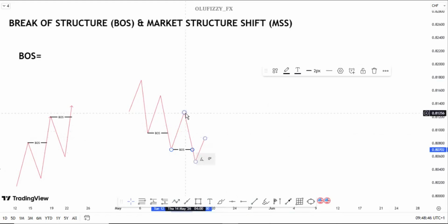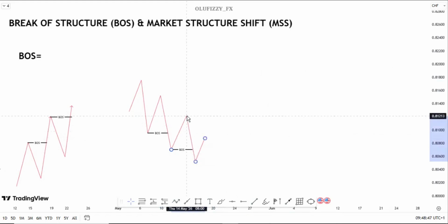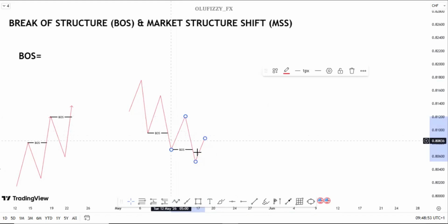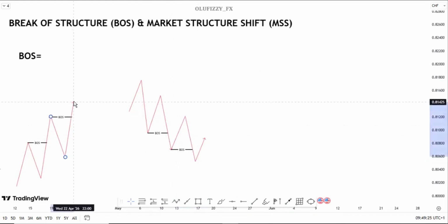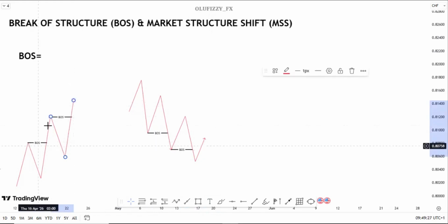Anytime you have a break of structure in a particular direction, that means the trend continues in that direction. So break of structure is used for the continuation of a trend. That is it about bullish break of structure and bearish break of structure.